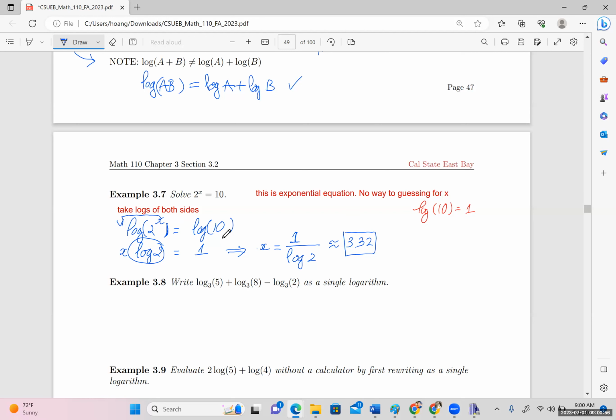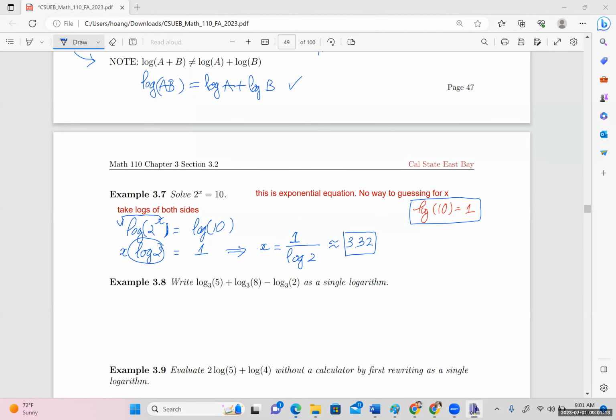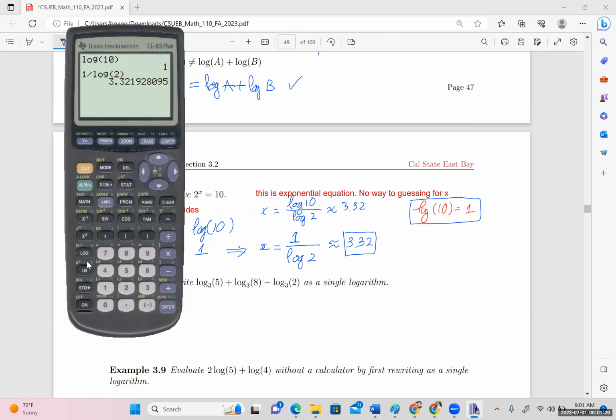Okay, so let's say someone forgot that log base 10 of 10 equals 1, right? And you keep that to use a calculator, that's still okay. You want to have something like x equals log base 10 divided by log base 2, and you will end up with the same answer. Okay, so let me show you. Log base 10 divided by log base 2.